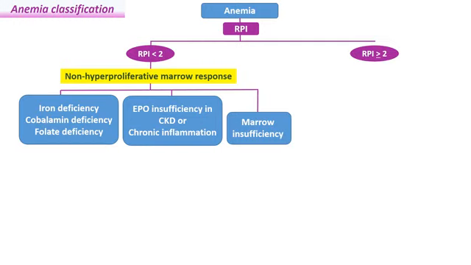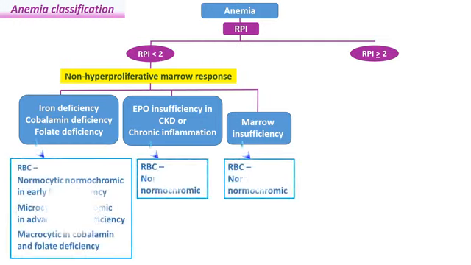What is the RBC pattern? In iron deficiency, it is normocytic normochromic RBC in the early iron deficiency, but in the advanced iron deficiency, it is microcytic hypochromic RBC.